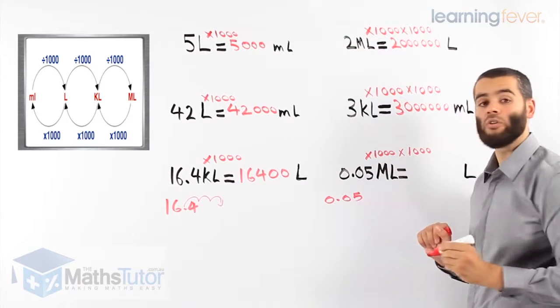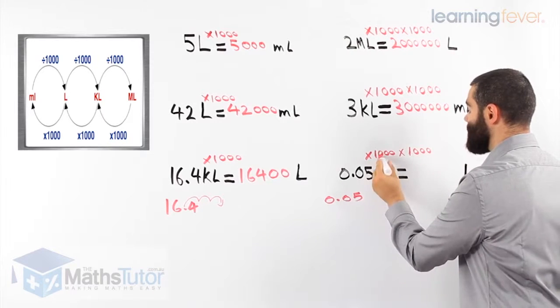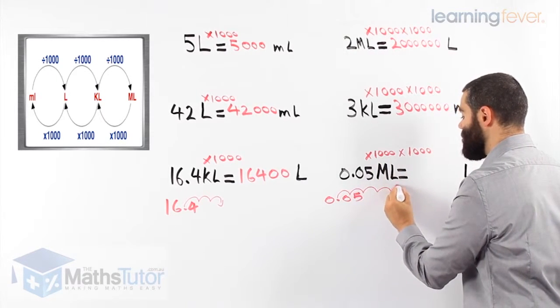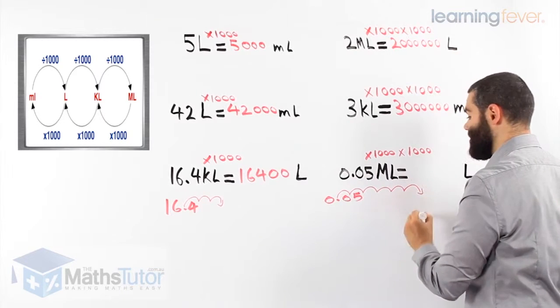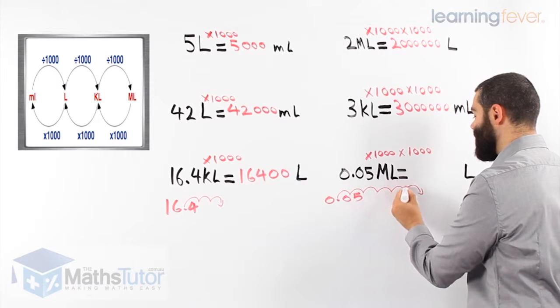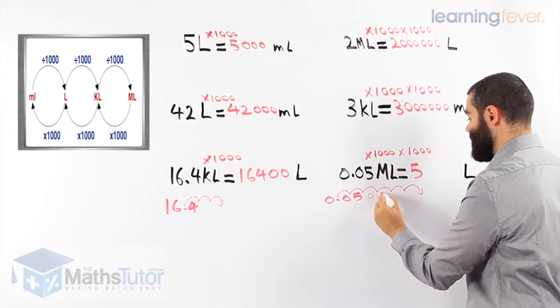0.05. Once again, you can do it in your calculator. Times 1,000 times 1,000. So there are 6 zeros. I'm jumping 6 times. 1, 2, 3, 4, 5, 6. I'm moving the point 1, 2, 3, 4, 5, 6, because there are 6 zeros. 5, and you're going to have 0 here, 0 there.